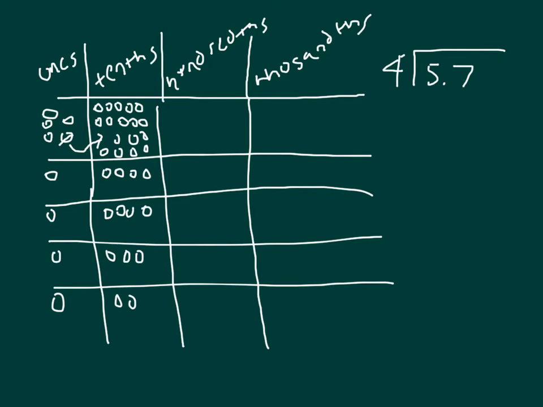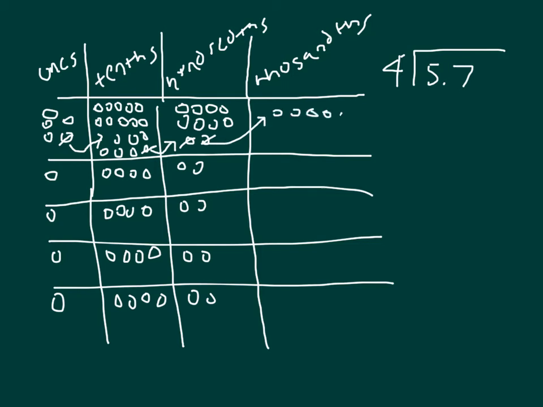So with the 1 remaining, I can regroup it to the hundredths. 1/10 does equal 10/100. 5, 6, 7, 8, 9, and 10. And again, my divisor is 4, so I'll take 10 here. 1, 2, 3, 4, 5, 6, 7, 8. And then I'll take the 2 remaining and put them into the thousandths. 2 of them is worth 2 sets of 10.